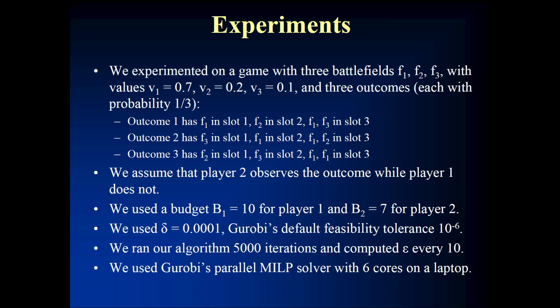We first ran 5,000 iterations. We computed epsilon every 10 iterations, and we used the Gurobi solver with 6 cores. Now these values might seem kind of arbitrary, but I was talking to a collaborator and a colleague, and these were the first values that came to his head. So these are sort of arbitrary values that we thought were reasonable.